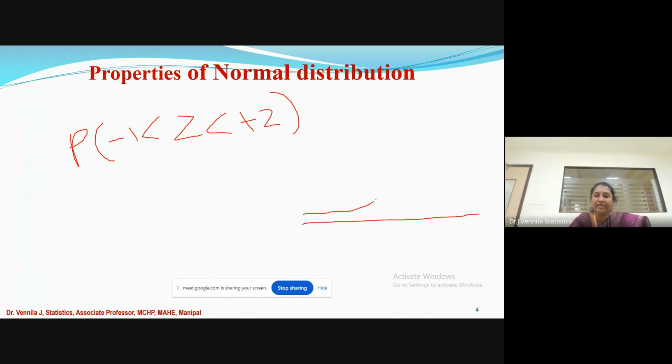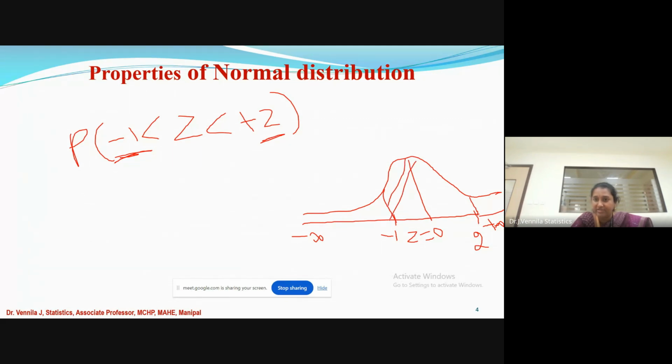Now first you can draw the diagram, then fix the limits. Minus infinity, 0 and plus infinity. Now it is starting with minus 1, right? So let us assume this is minus 1, and ending with plus 2, so let us assume this is plus 2. So we want to identify this area. How much possibility is there of accepting this area? This area only we need to find.